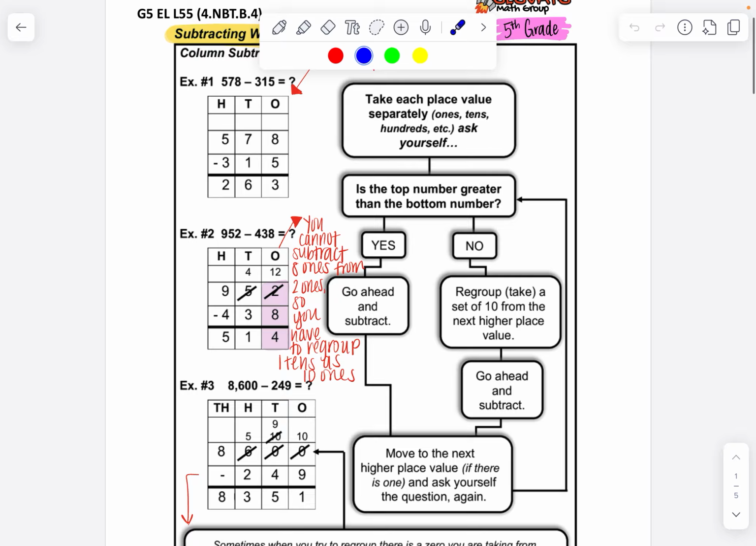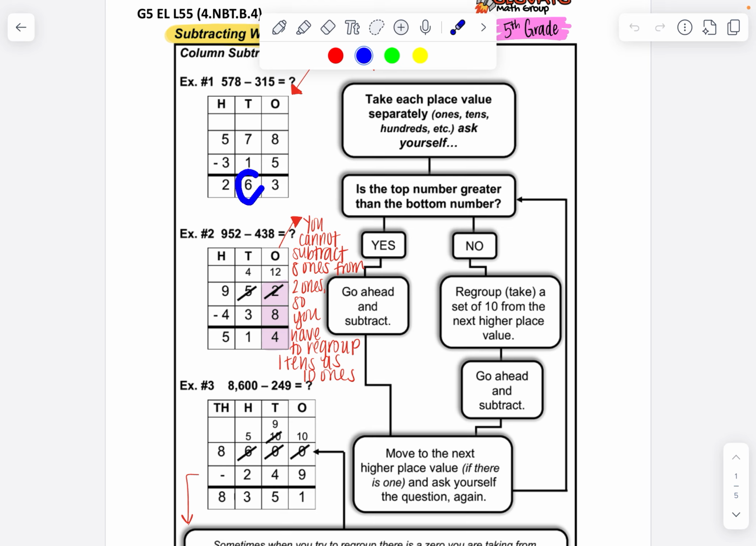Nice. From there, it tells us to move to the next higher place value and ask yourself the question again. The question that they're referencing is this one. Is the top number greater than the bottom number? So it says move to the next highest place value, which is my tens place. Is the top number greater than the bottom number? Yes, it is. I need to go ahead and subtract then.